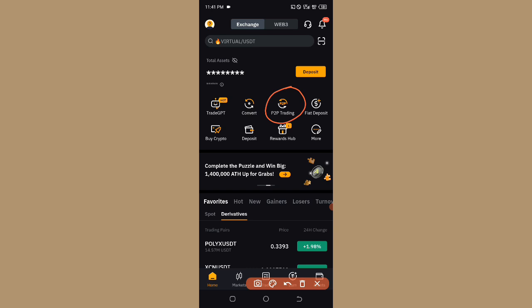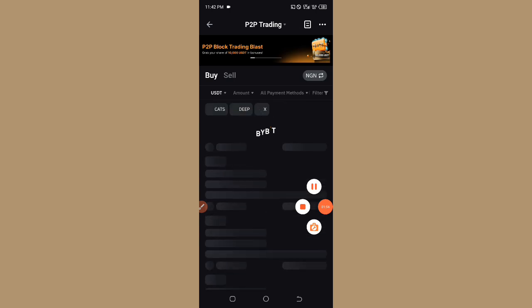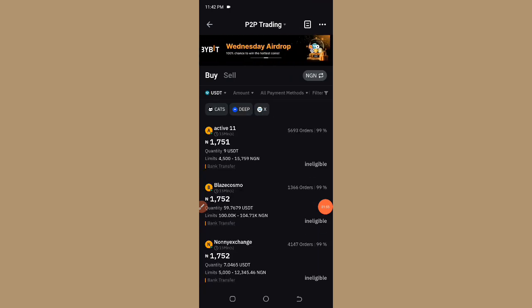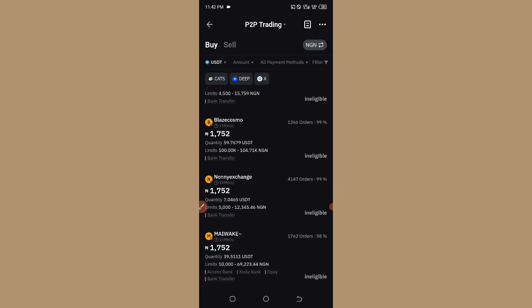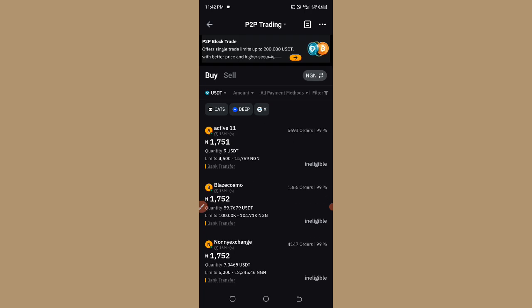And the coin that you are going to be using is USDT, which is equivalent to dollars. It is a stable coin. So we are going to be making use of P2P trading. You click on P2P trading and wait for it to load. So here we are in the P2P interface. We are going to be explaining everything that you are seeing right here.